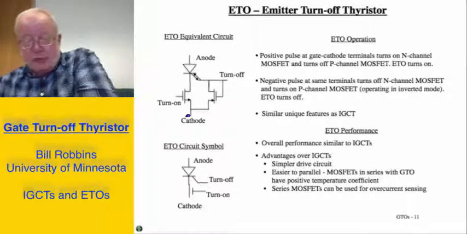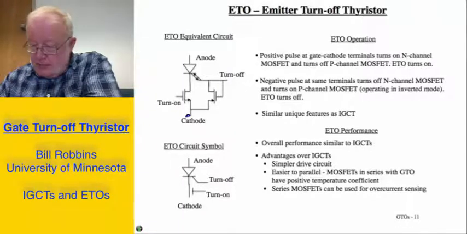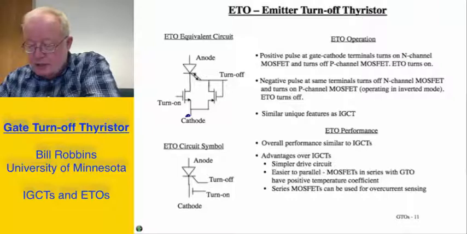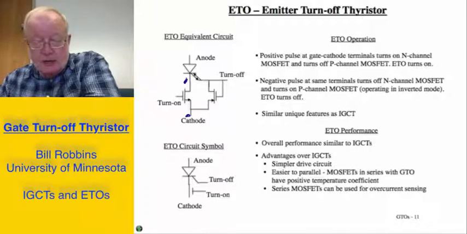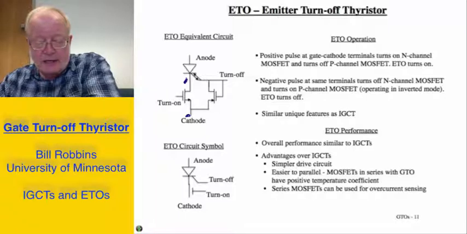The way it works is we'll apply a positive gate pulse at the gate cathode terminals to turn on the N-channel MOSFET and turn off the P-channel MOSFET. That turns on the ETO. The way that occurs, of course, is by turning off the P-channel MOSFET, I'm going to be applying a positive gate to cathode voltage. And I'm creating at the same time a short between the cathode of the GTO itself and this external cathode. So that's what I would need to do to turn on even a standard GTO, is to implement that equivalent circuit.